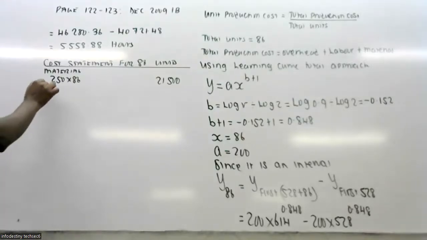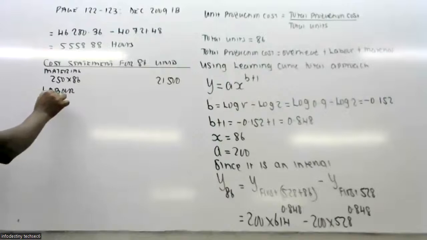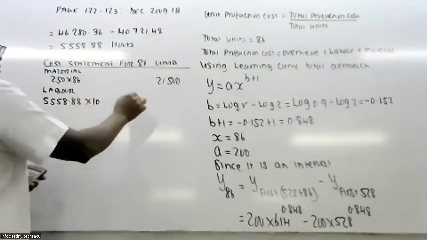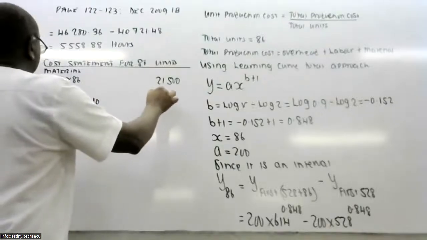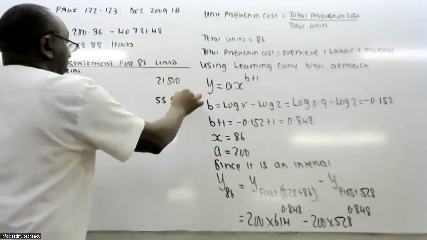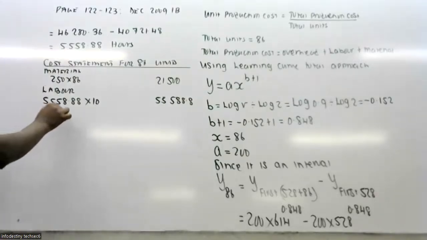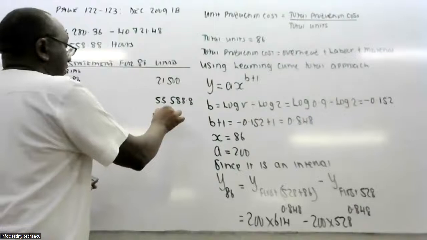Coming to labor, this is what we have been looking for: 5,558.88 hours times 10 shillings per hour. So this will be 55,588.8. And then overhead, what we wrote there. Overhead is already given as 150,903.